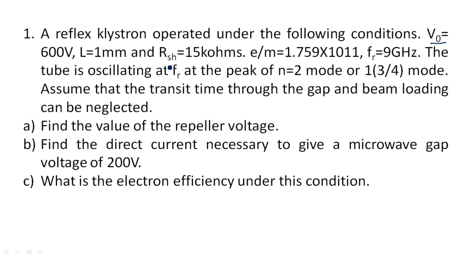RSH is the reciprocal of the conductances of this reflex klystron, GB, GC and GL, inversely proportional to the conductances. So RSH is given as 15 kilo ohms, and E by M, which is a standard ratio, is equal to 1.759 into 10 power 11. And FR, the resonant frequency, is given as 9 gigahertz. The tube is oscillating at resonant frequency FR at peak of n is equal to 2. That means the number of modes is n is equal to 2, or we can write it as the 1 3 by 4 mode. Assume that the transit time through the gap and beam loading can be neglected.